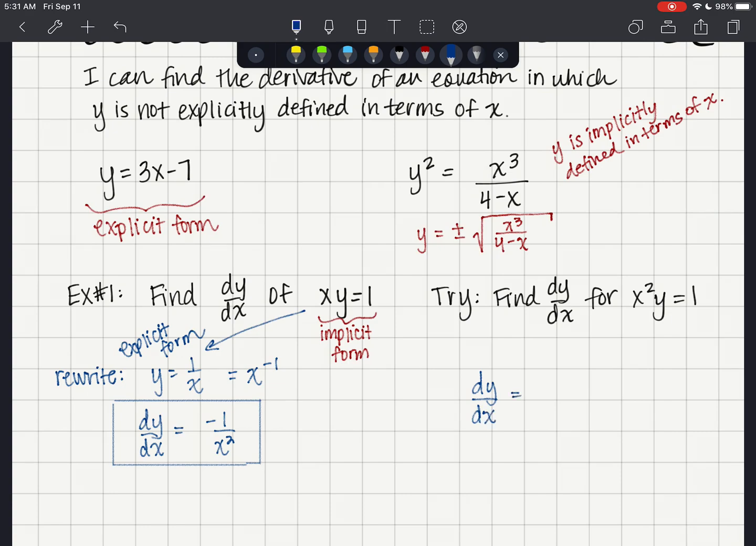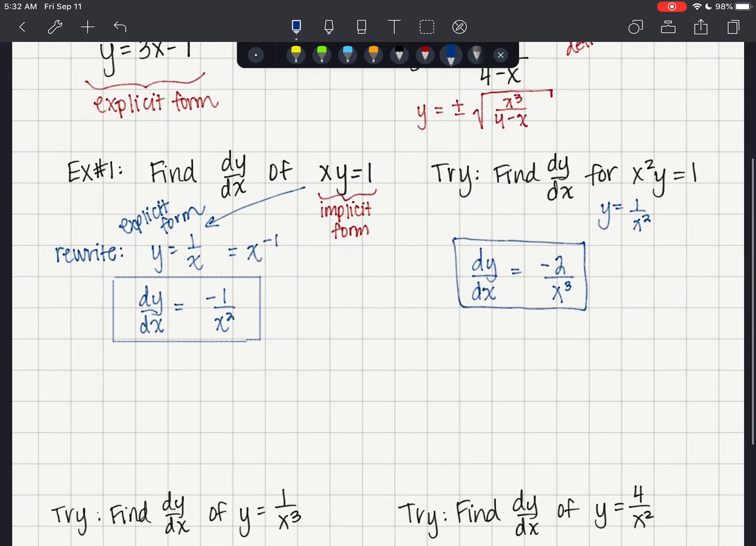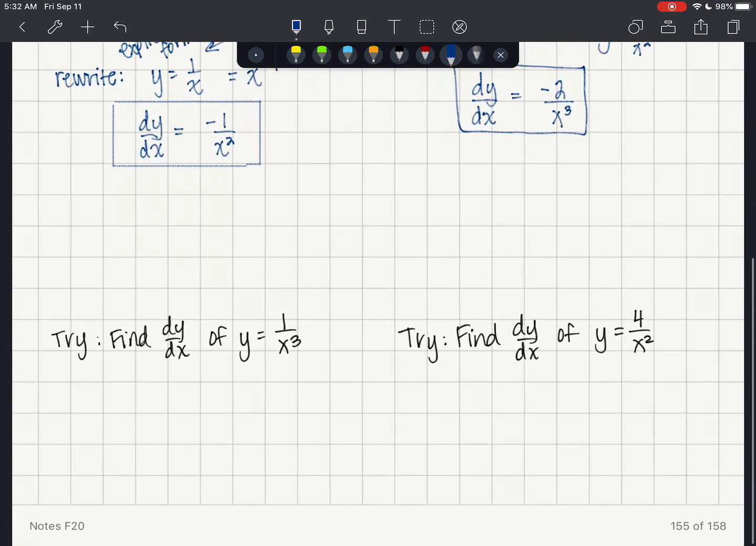And if you're joining me back, or maybe you're just waiting for me, y equals 1 over x squared becomes the derivative of y with respect to x, negative 2 over x cubed. And here we have it in terms of just x. And this is great practice of differentiation. So go ahead and try this one. Actually, try the next two.